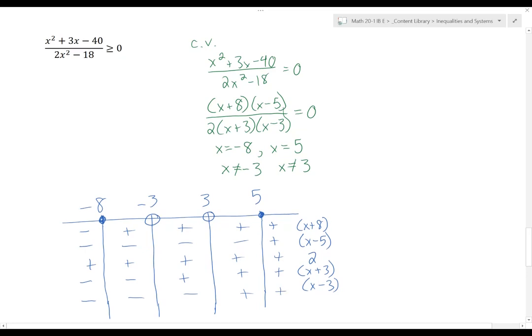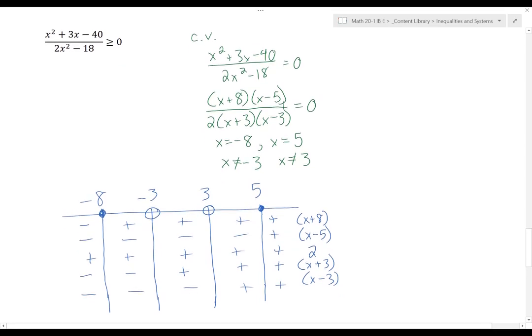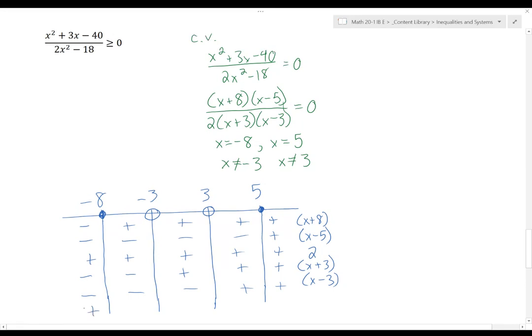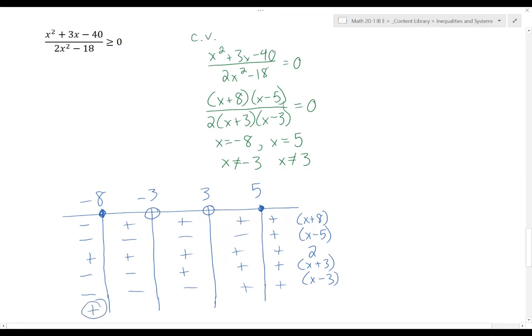So now, my overall sign for product and quotient, multiplying and dividing, depends on the overall balance of positives to negatives. So basically, if I have a negative times a negative, divided by a positive, divided by a negative, divided by a negative, it's an even number of negatives, so they all basically cancel each other out. So overall, I have a positive. Between -8 and -3, I have a negative. Positive between -3 and 3, negative between 3 and 5, and positive for greater than 5.